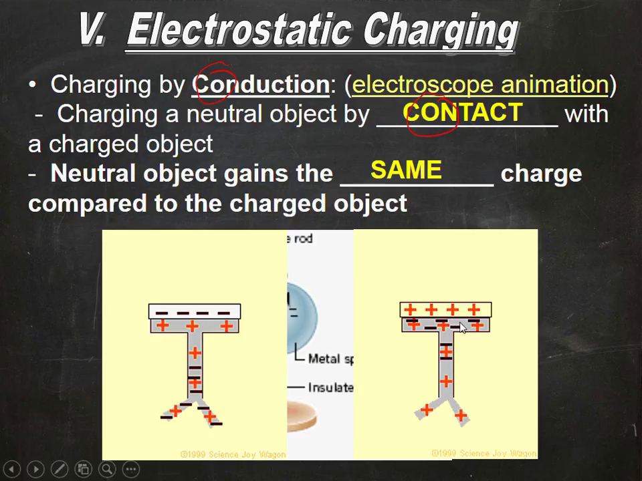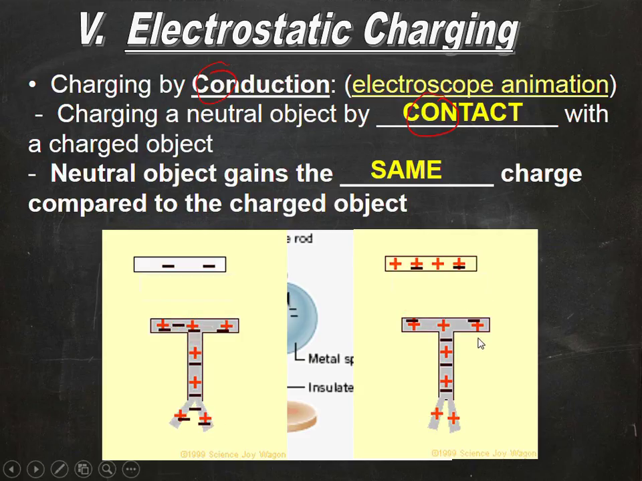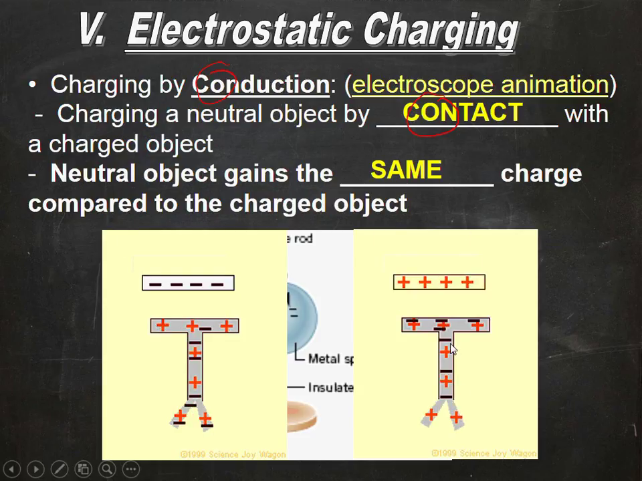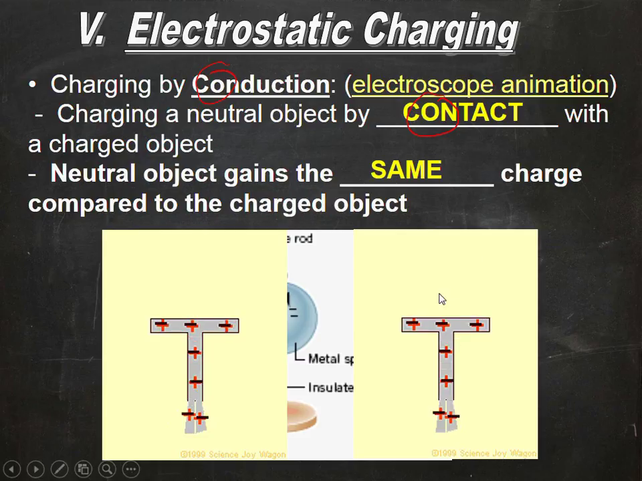How do you get something to be positively charged? We've got to lose electrons. So I bring this positively charged object near this device. The negatives migrate towards the top. Once we have conduction, they can literally jump onto that object, and now it has lost electrons, making it positively charged.